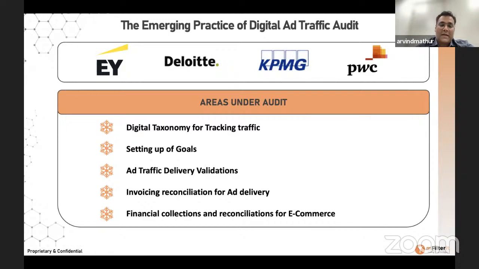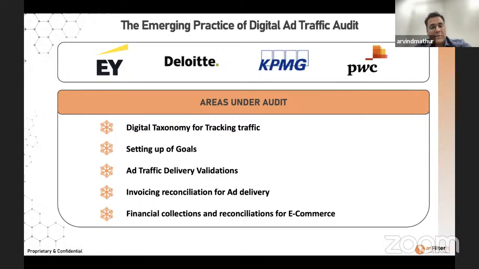Invoicing and reconciliation, I think that's critical, because at one end you may be buying the traffic, but at the other end you're also going to pay for that traffic when it comes to programmatic or direct buys with agencies, right? Now, are you being delivered what you were promised? If a certain percentage of the traffic was fraudulent, are you paying for that? I think those are again areas of audit that have come into the limelight as well. And then obviously financial reconciliations.